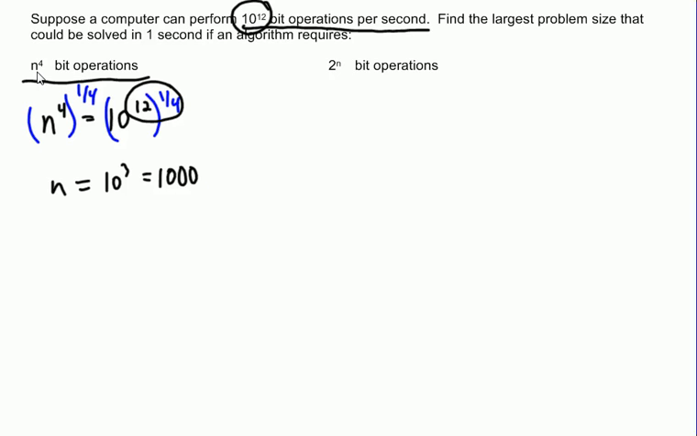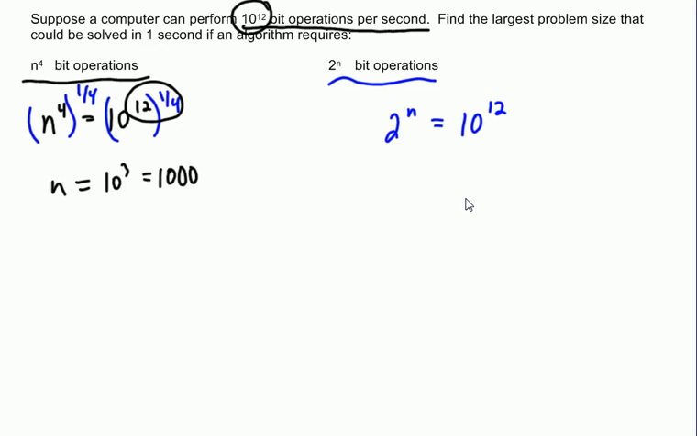So while n to the 4th is a large number, you could still solve a problem of size 1,000 in a second. Now, what we're going to look at over here is a slightly different story. With 2 to the n bit operations, the question really is, when would 2 to the n equal 10 to the 12th? Now, in order to solve an equation like this, we'd have to either rely on a little bit of algebra that we may or may not remember, or we can get a calculator out and do some guessing and checking.